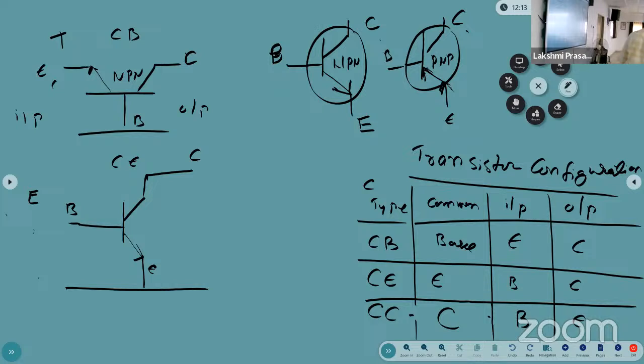Now the next one is using these configurations. What is the working operation of an NPN transistor under common base, or selecting the common concept for all configurations? I have not drawn the common collector configuration. Draw the common collector and give the common, input and output terminals.